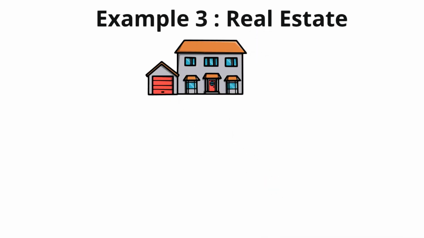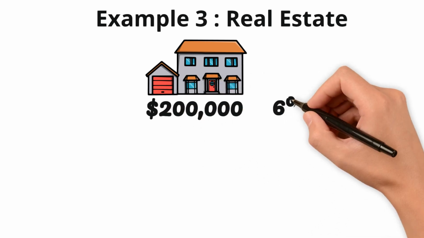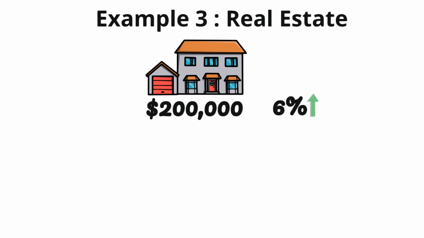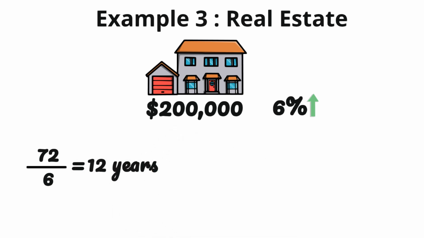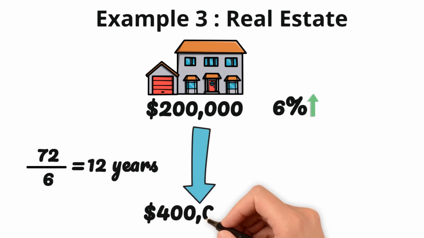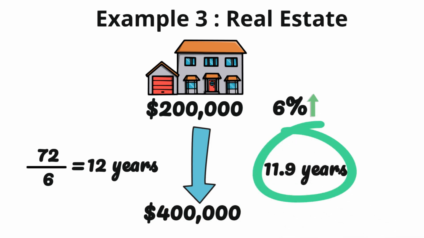Example 3. Here we will explore how the rule of 72 is applicable in the realm of real estate. Suppose you purchase a property valued at $200,000, and you anticipate a 6% annual increase in its value. Apply the rule of 72 by dividing 72 by 6, and you'll discover that it will take around 12 years for the property's value to double to $400,000. Actual value is 11.9 years. As you can observe, the rule of 72 provides a very close approximation to the actual value.